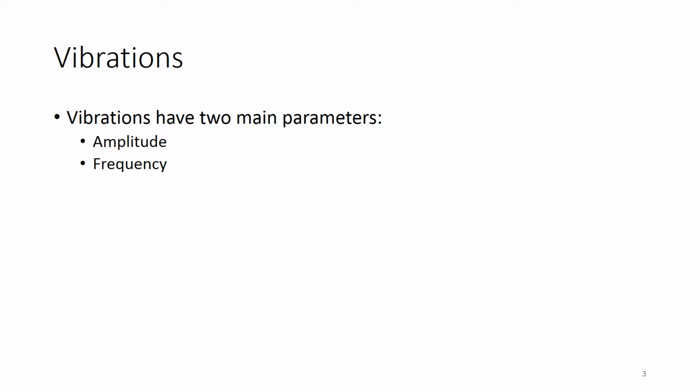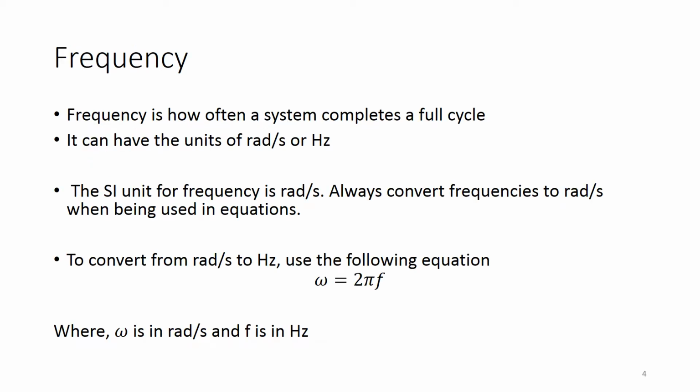Vibrations have two main parameters, amplitude and frequency. Frequency is how often a system completes a full cycle. It can have the units of radians per second or hertz. The SI unit for frequency is radians per second. Always convert frequencies to radians per second when being used in equations. To convert from radians per second to hertz, use the following equation. Omega is equal to 2 pi f, where omega is in radians per second and f is in hertz.